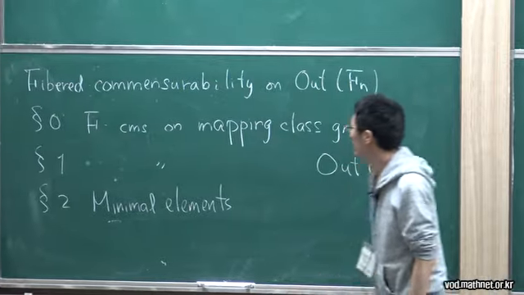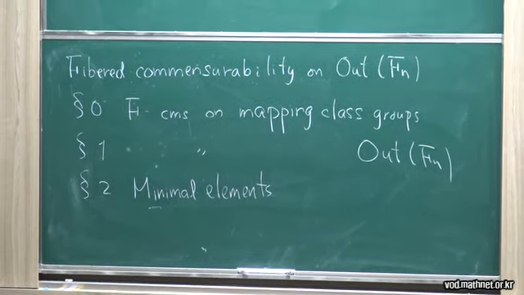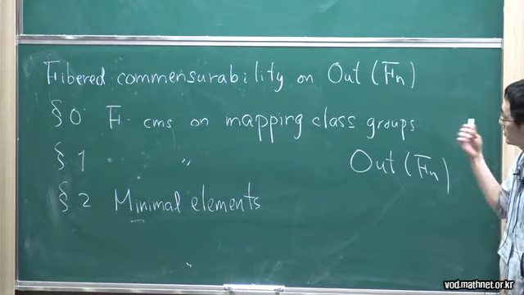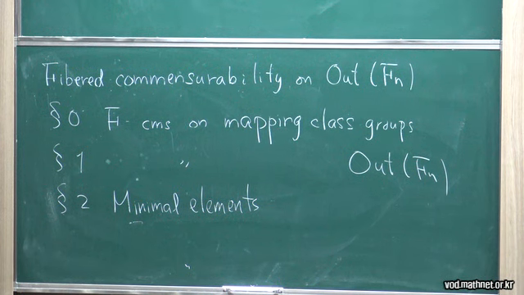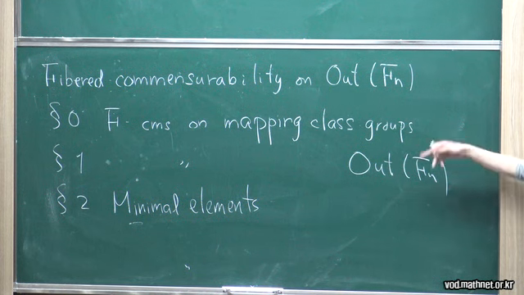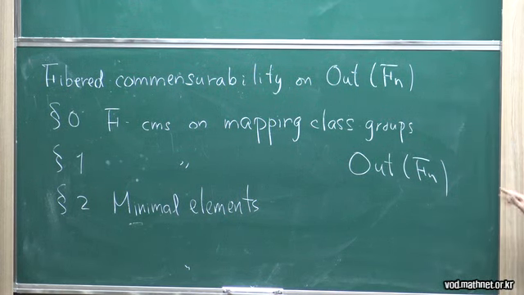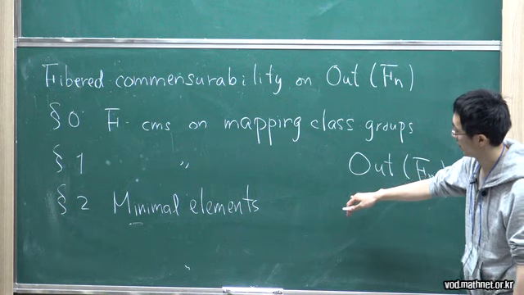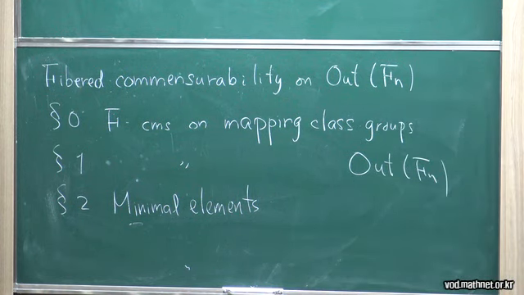So I will talk about the notion called fibered commensurability. I don't think this notion is very popular. Actually, this notion is from mapping class groups. So I will first talk about fibered commensurability for mapping class groups, and then I'll talk about the analog of fibered commensurability on Out(F_n). And I will try to prove the existence of minimal elements. The meaning of minimal will be clear in the next 15 minutes, I think.